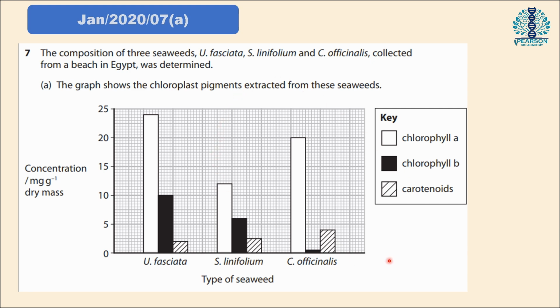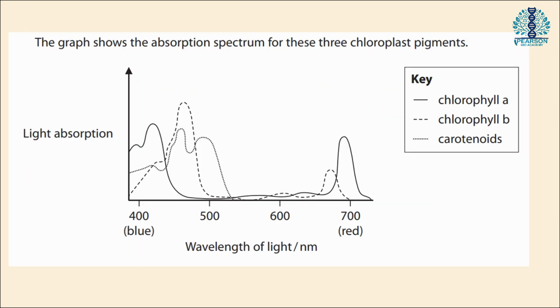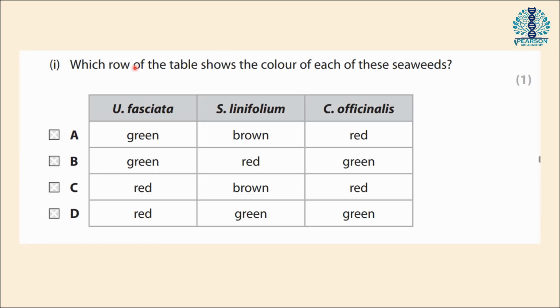Before we analyze the graph, let's quickly check the question. We are also provided with the absorption spectrum for these three pigments. The absorption spectrum shows the specific wavelengths of light absorbed by each pigment. And the question asks which row of the table shows the color of each of these seaweeds based on their pigment composition.